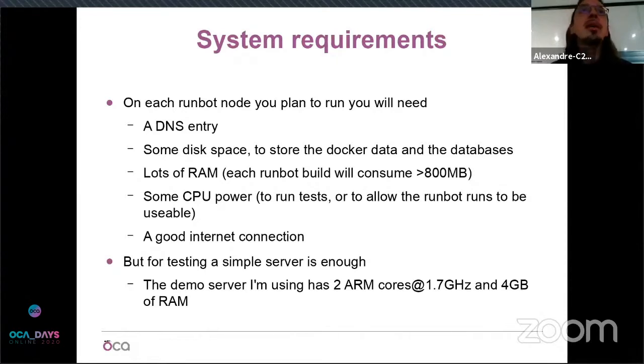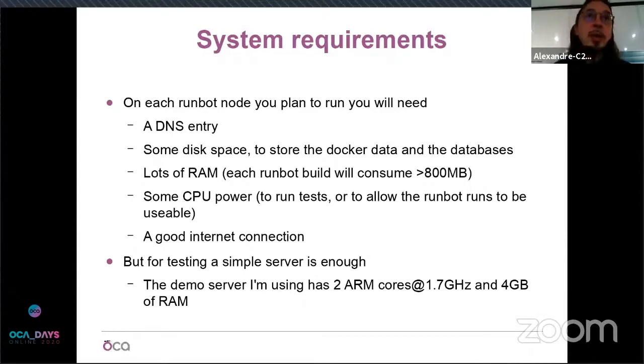Generally, this won't be the limiting factor these days, because a 500 gigabytes hard disk drive is quite cheap. On the other hand, you will need a lot of RAM, lots of memory. Each Runbot build consumes around 800 megabytes of RAM. So if you want 10 builds, you need 8 gigabytes just for the Runbot. And then you need additional RAM for the database server and Docker and the main Runbot instance.